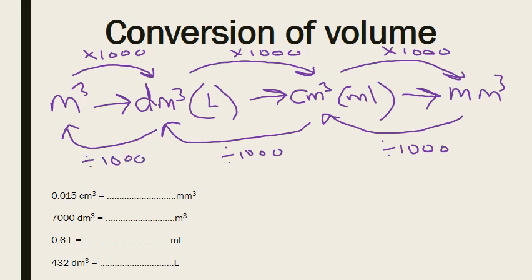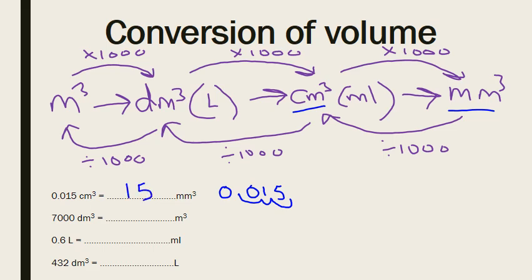So we've got 0.015 centimeter cubed, and we want to convert it to millimeter cubed. So here from centimeter cubed to millimeter cubed, you times by 1,000. So you've got 0.015, and we have to times by 1,000. So we move this 3 times. 1, 2, 3. So that will equal 15.